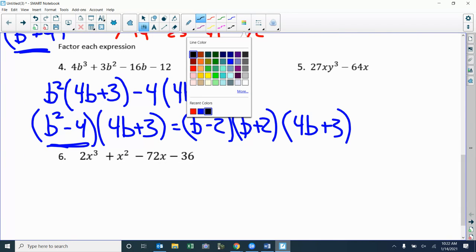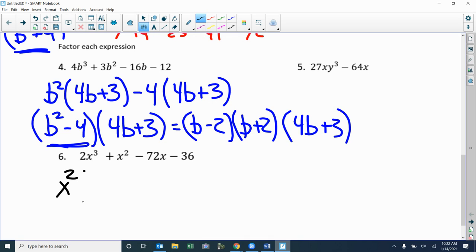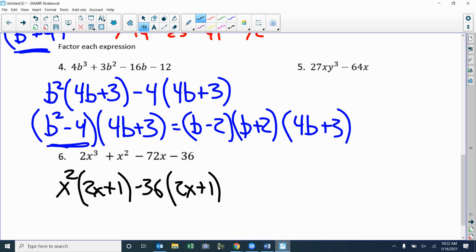This grouping down here, I think I'll take out x squared, which would leave me with 2x plus 1. I took out x squared, it was x squared, so you gotta hold that spot with that 1, you remember? That back from algebra? How about negative 36 here? That would leave me with 2x plus 1 also.